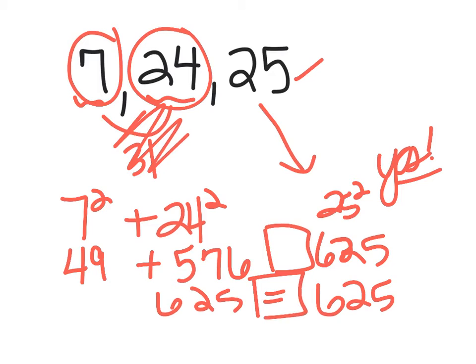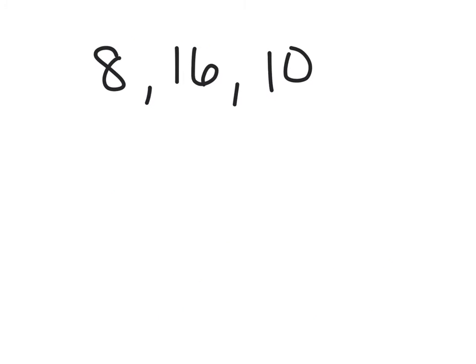If that is the case, this is a right triangle. So first of all, yes, it made a triangle. And then what type of triangle? It's a right triangle. Okay, let's do another one.